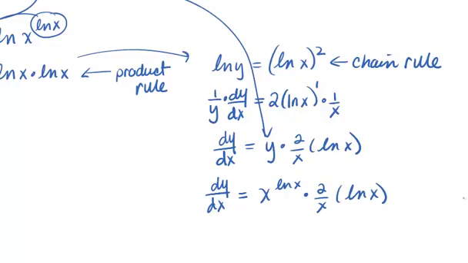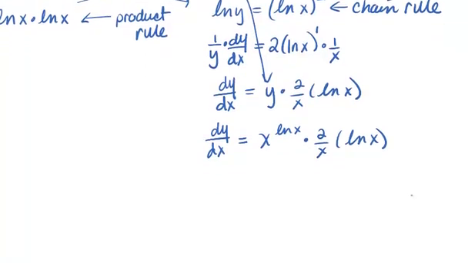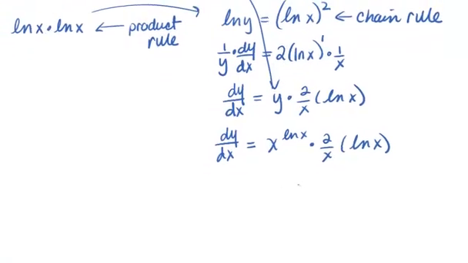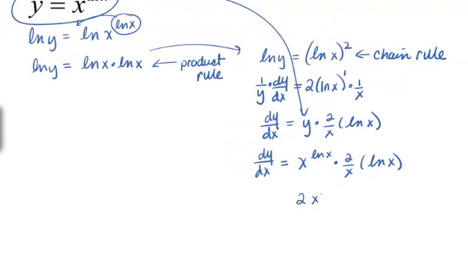And at this point you're really done. You can simplify things a little bit, so you could rewrite this as 2x to the natural log of x times the natural log of x all over x. And this is probably how you would find it on a multiple choice test or the answer in the back of the book. So here we go.